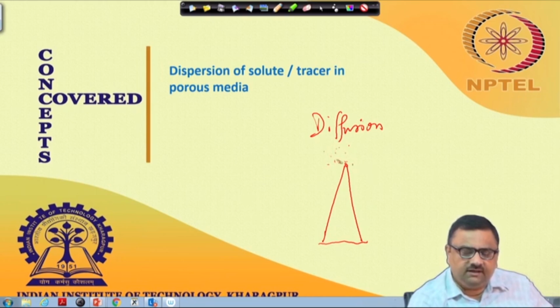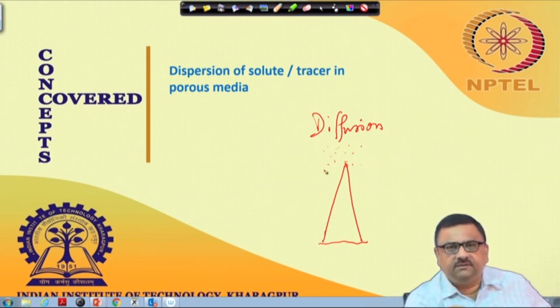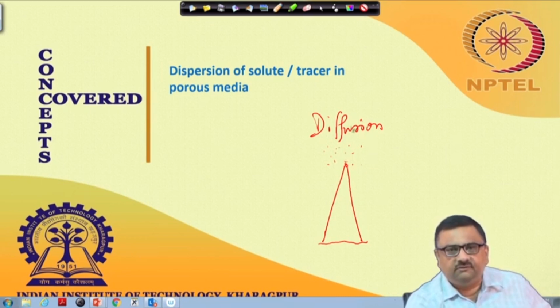So, smoke is coming out and then diffusing everywhere. So, this is diffusion. That means, because of Brownian motion, the molecules are traveling, and from higher concentration of smoke to lower concentration of smoke, these molecules are going around.